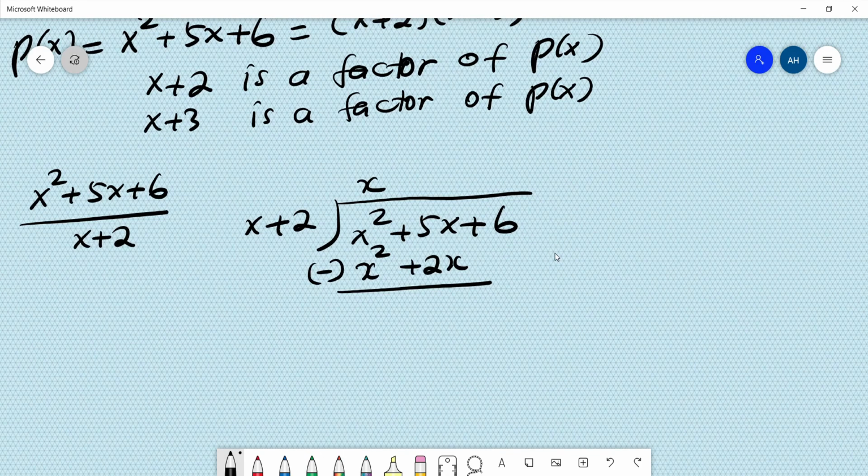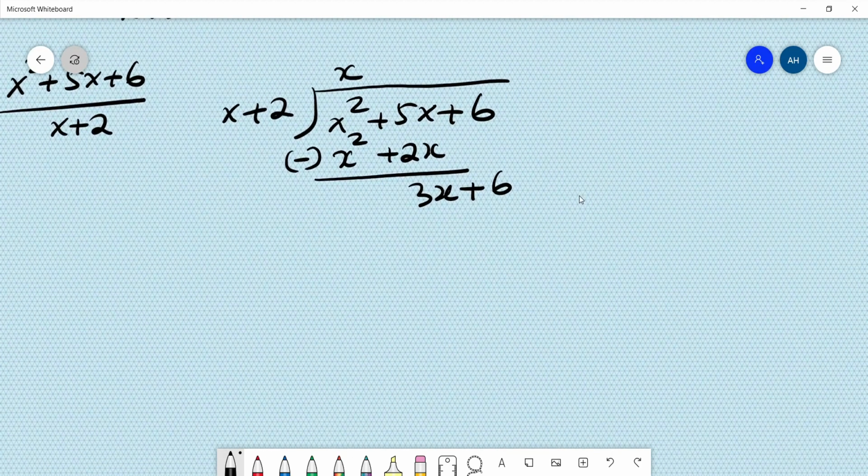So x squared minus x squared is 0. 5x minus 2x is 3x. Now we take down 6. And then we multiply by 3 to get 3x. And 2 times 3 is equal to 6. Now let's subtract this. So 3x minus 3x is 0. 6 minus 6 is also equal to 0. You see, now we have the remainder. The remainder is equal to 0. That shows that x plus 2 is a factor of x squared plus 5x plus 6.